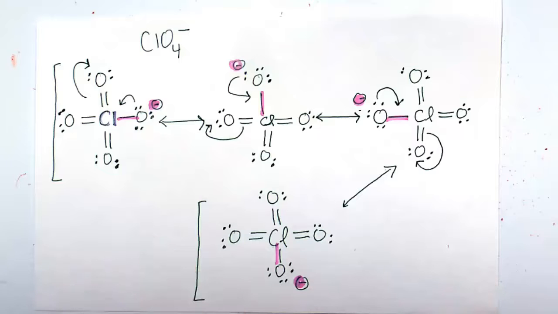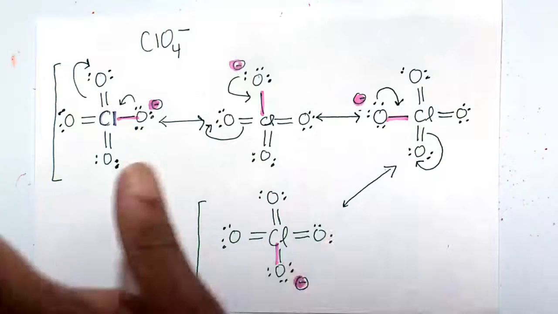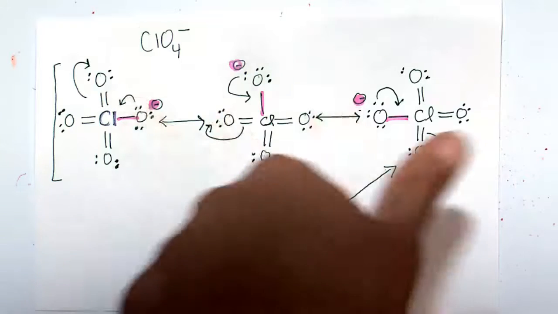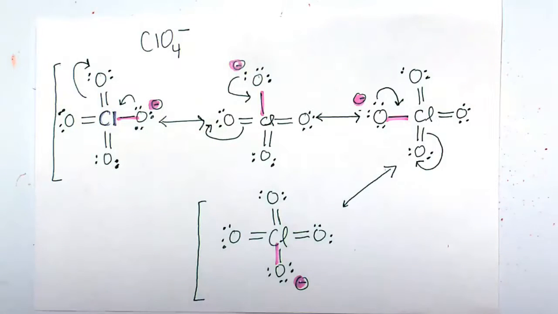Not one form is biased towards the others. In other words, all of these structures are equivalent. They're the same, and that minus charge is sort of buzzing around each of these four, delocalized across each of these four oxygen atoms.